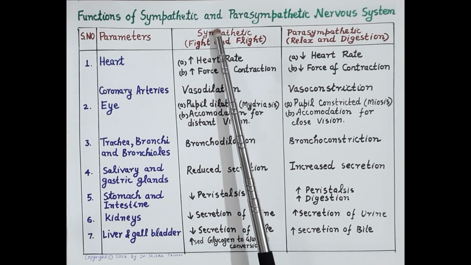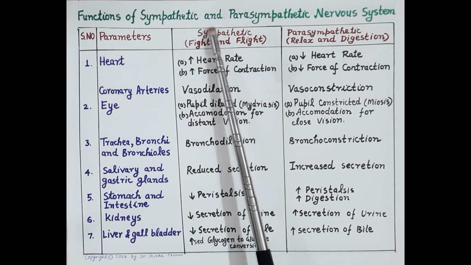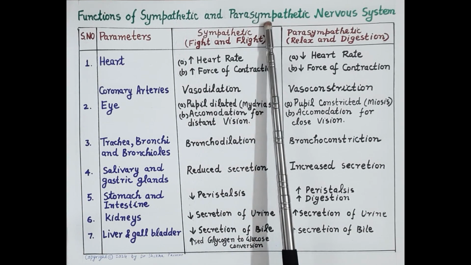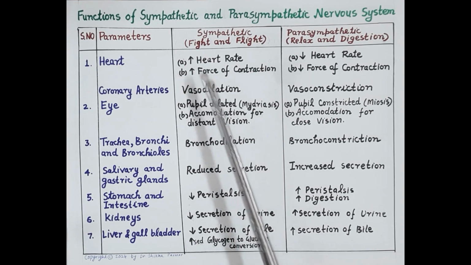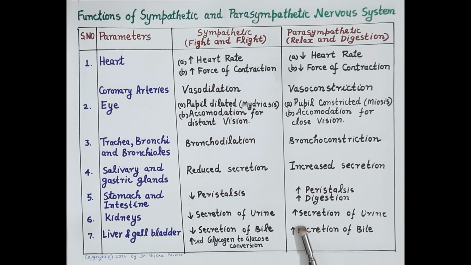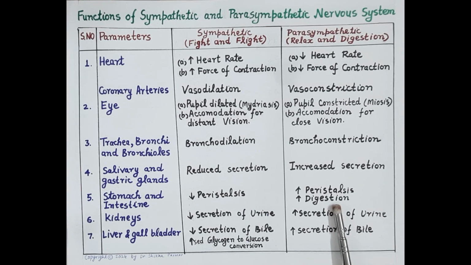Now let's study the functions or effects of sympathetic and parasympathetic nervous system stimulation on different organs of the body. So look at this table. In this table, we have tabulated some important functions of the sympathetic and parasympathetic nervous system. In most cases, the actions of the sympathetic and parasympathetic nervous system are opposite to each other.